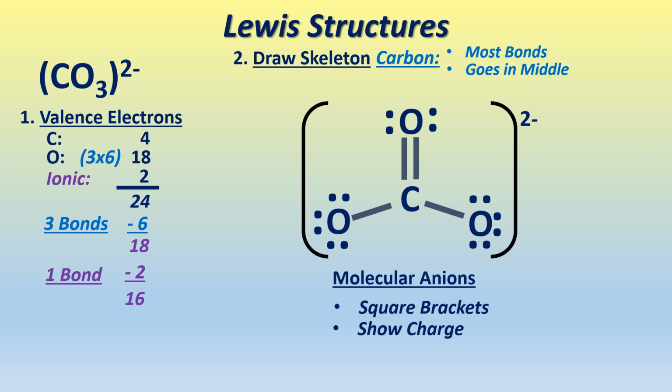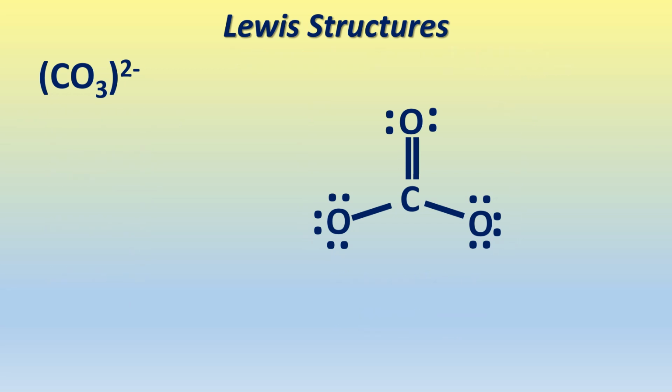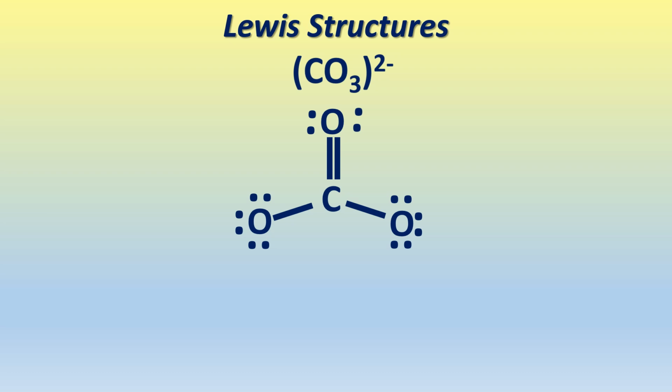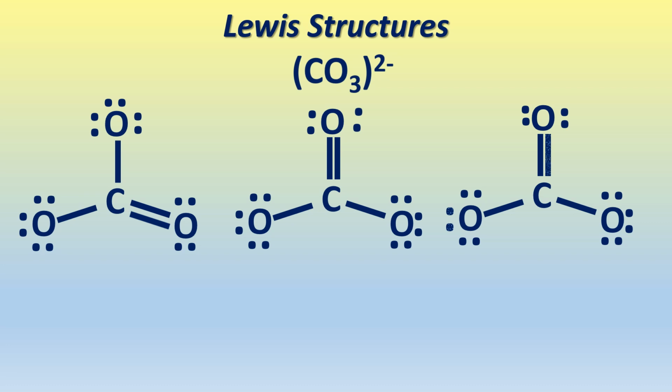Looking closely at the carbonate, you will notice one other thing. There's a double bond to the oxygen on top. However, starting with the original skeleton, there is no difference between any one oxygen or any other oxygen. So I could very easily have written this as having the double bond on top, I could have the double bond off to the right, or I could have the double bond off to the left.